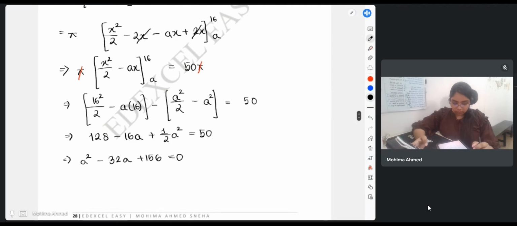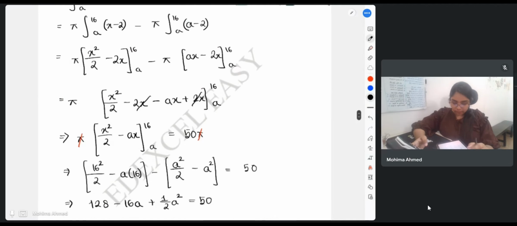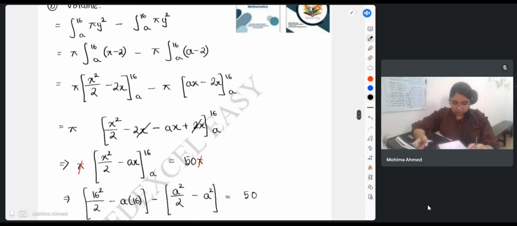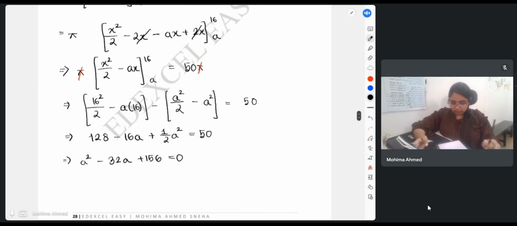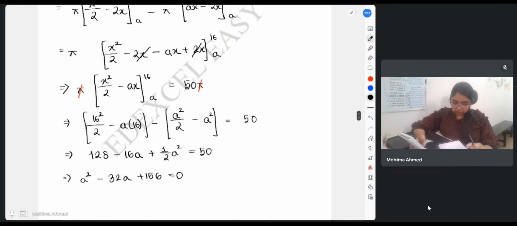So they were asking for one value of a, right? 16 and a, 16 and a. This was minus, right? So x square by 2 minus ax. So this is 16 square divided by 2, which is 128, and then 16a minus a square by 2 minus a square. A square by 2 minus a multiplied with a would be a square. So half minus a is half a, and this is half a square.